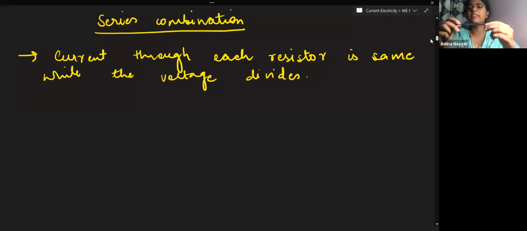Even if I bend it somewhere, like this, the current flowing through the same wire will be the same. So what happens in this case, even if I connect any device or resistors? For example, I have connected resistors.